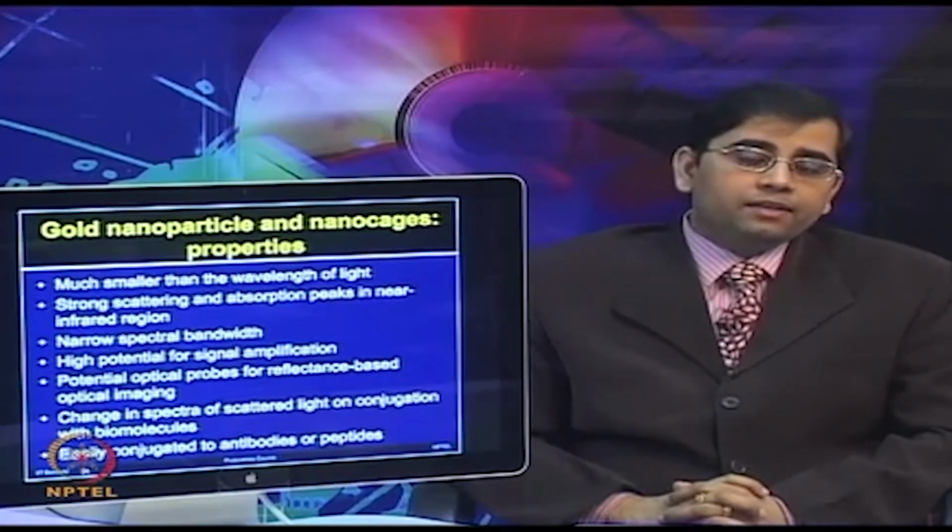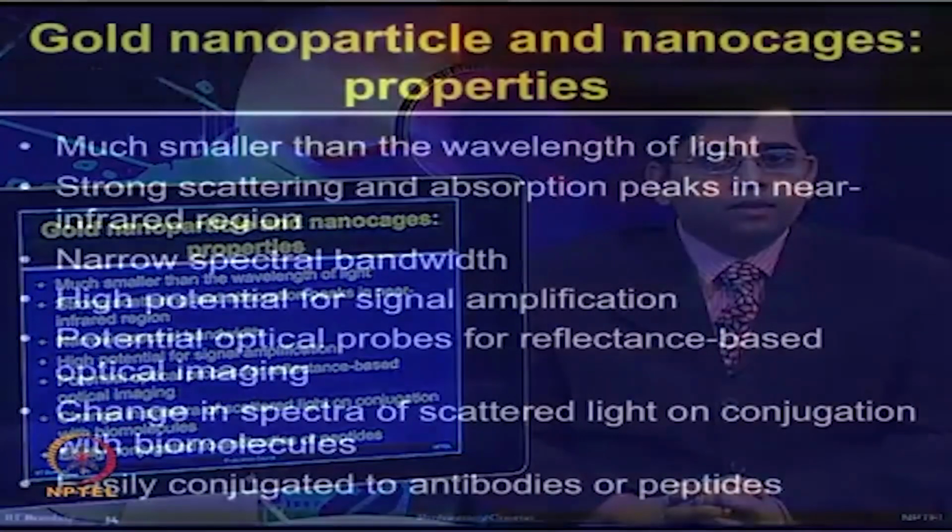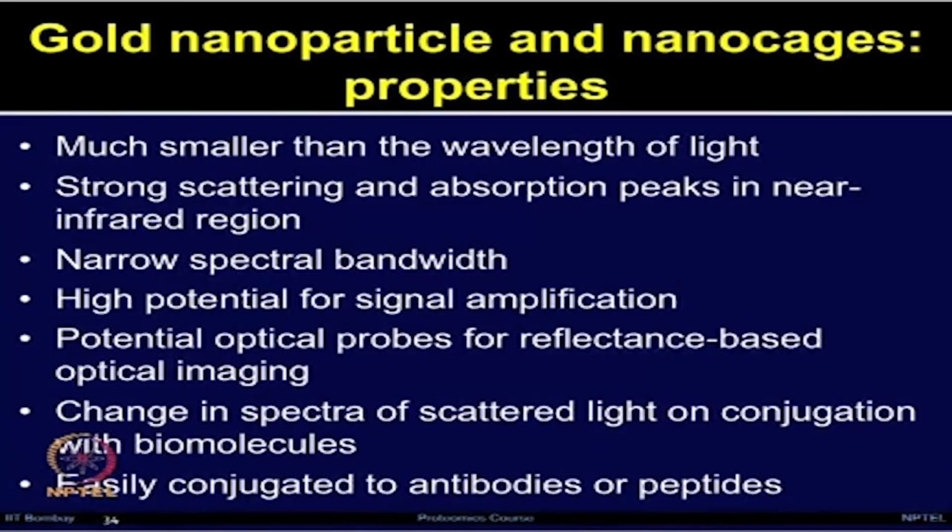Let us look at different properties of gold nanoparticles and nano cages. These are much smaller than the wavelength of light. They offer strong scattering and absorption peaks in the near infrared region. They have very narrow spectral bandwidth. They have high potential for signal amplification. They have potential as optical probes for reflectance based optical imaging. The change in the spectra of scattered light on conjugation with biomolecules occurs while using these gold nanoparticles and nano cages. They can be easily conjugated to antibodies or peptides.